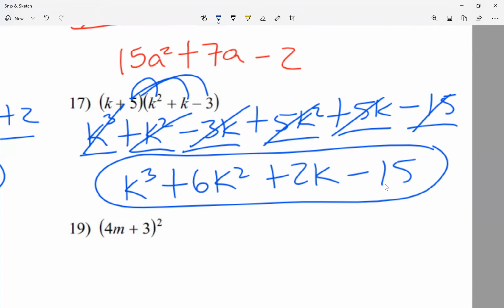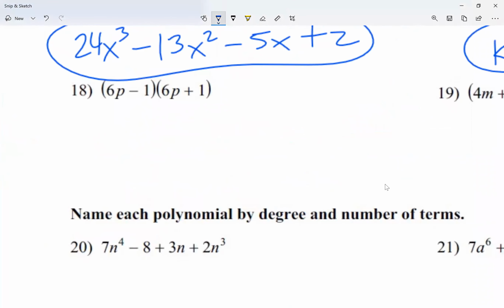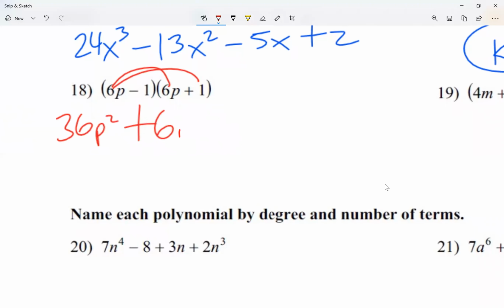Now, the last two are going to be a little special. Okay, so let's take a look. You guys will see why I call them special. So number 18. First of all, let me distribute the 6p. 6p times 6p is going to give me 36p squared. 6p times 1 is going to give me 6p. Now let me distribute the negative 1. Negative 1 times 6p is negative 6p. Negative 1 times 1 is a negative 1.